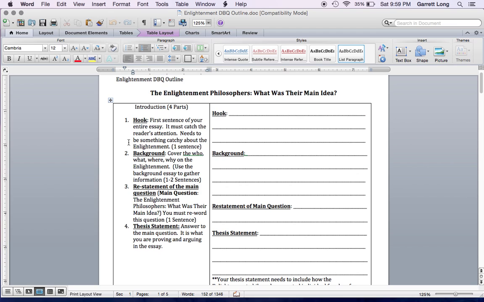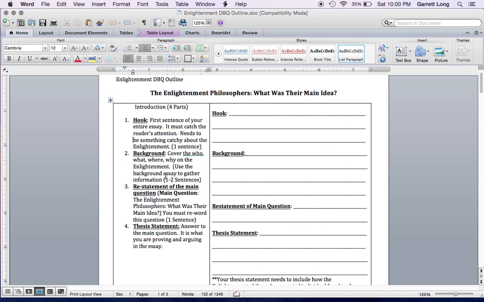The hook is the first sentence of your entire essay. It must catch the reader's attention. It needs to be something catchy about the Enlightenment. It cannot be a random sentence, guys. It can't be a random piece of information. Obviously, we are talking about the Enlightenment. We're talking about 3 Enlightenment thinkers. We're talking about how their main idea of individual rights and freedoms improves societies. So you have to make sure that your first sentence has to do with that topic.